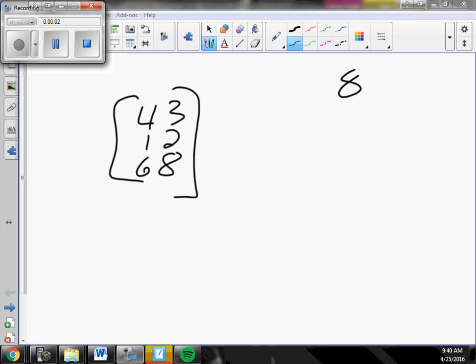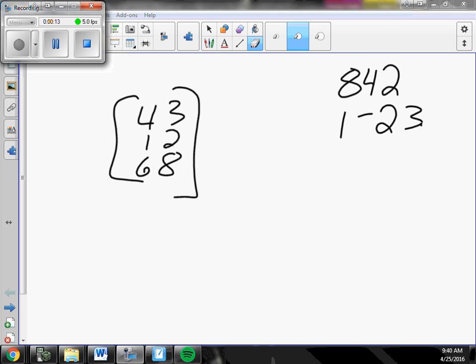Today we're working on page 842, problems 1 through 23 all. Odd, sorry. 8 to 23 odd. All right. The order of this matrix is a 3 by 2.